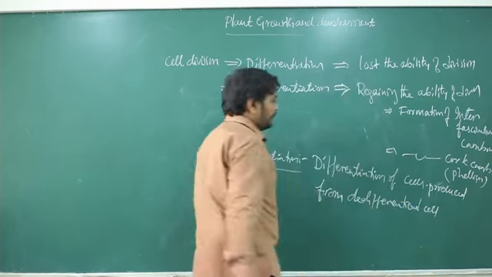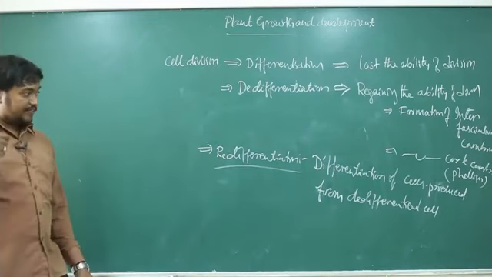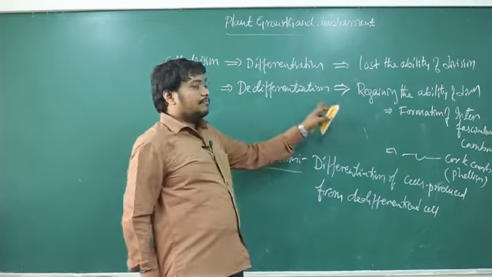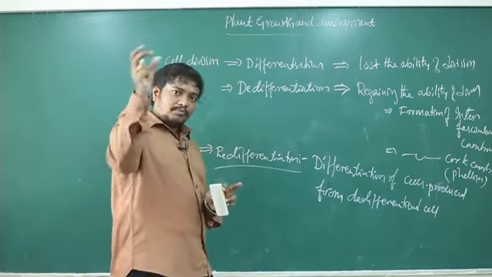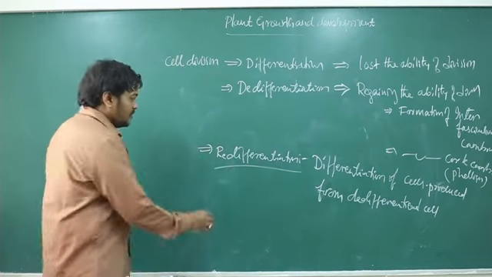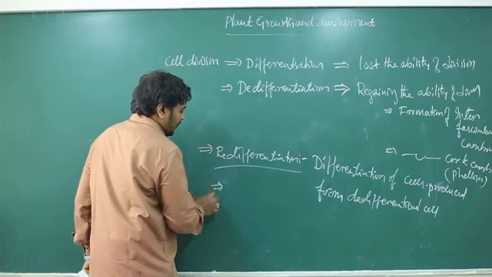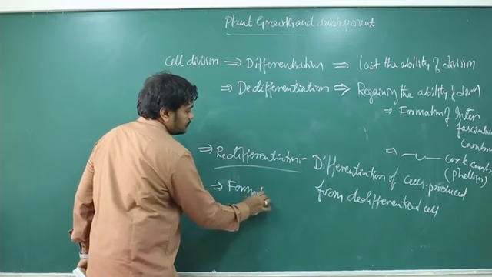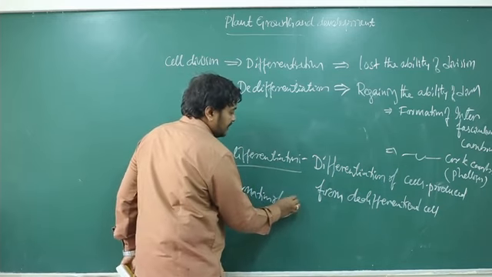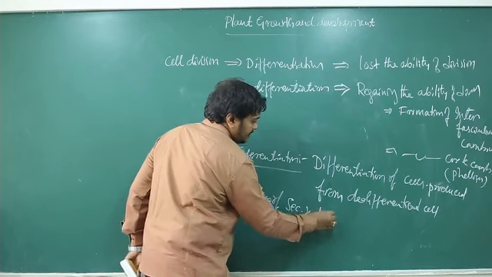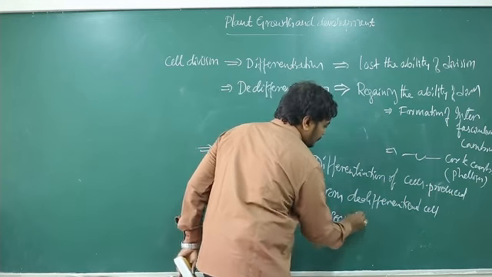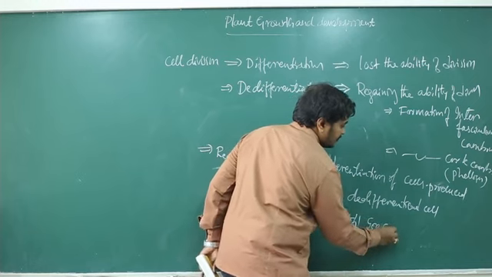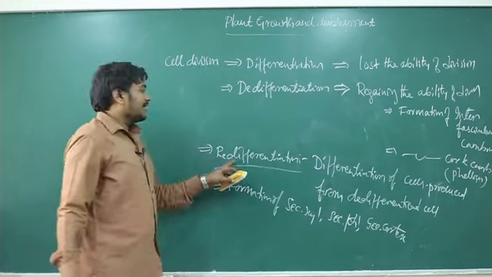De-differentiated cell. It is a process of differentiation of a cell produced from a de-differentiated cell. So de-differentiated cells become meristem, divide, and new cells arise. Those cells differentiate again, which is re-differentiation. You can understand this with examples: formation of secondary xylem, secondary phloem, then formation of secondary cortex. These are all examples of re-differentiation.